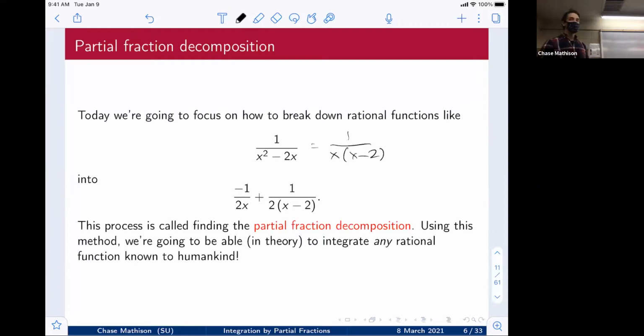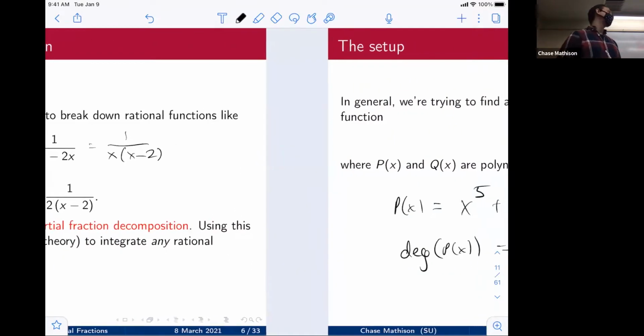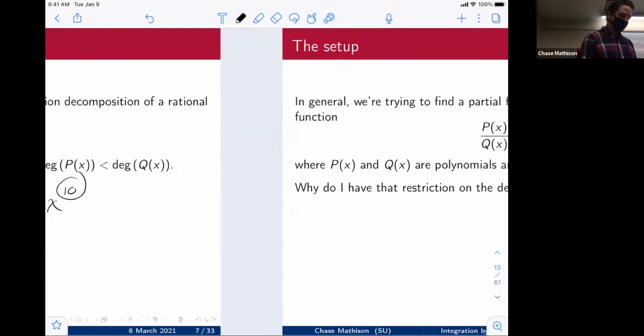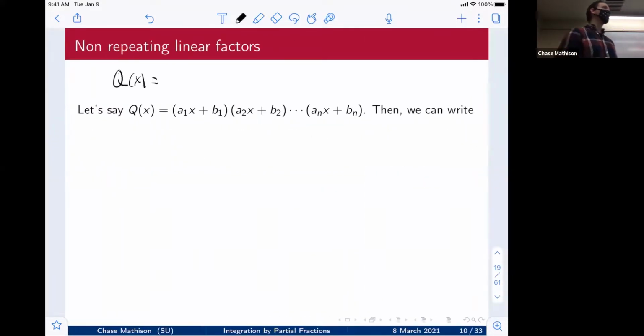This is a case where Q of X, the denominator, factors into 2 distinct linear factors. So this is going to be the easiest case, and it's also going to be a fairly common case. So let's look at what happens in this case. Again, I'm keeping it general, but you could think of, for instance, X minus 1 times 2X plus 3, something like that, for instance.